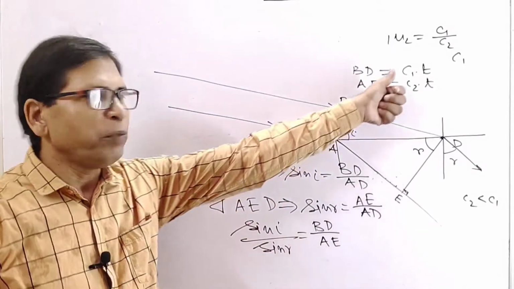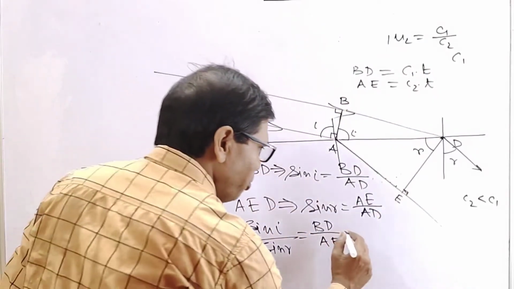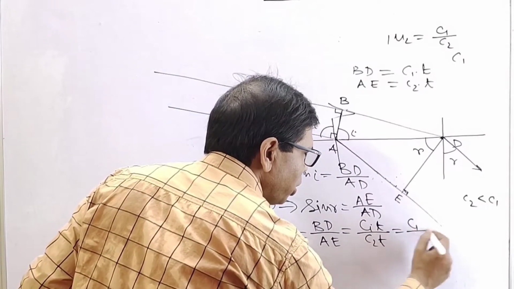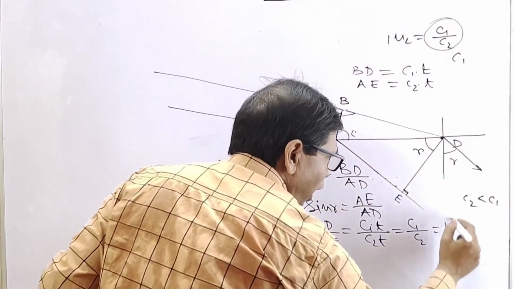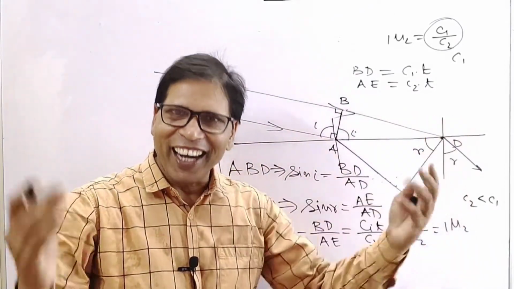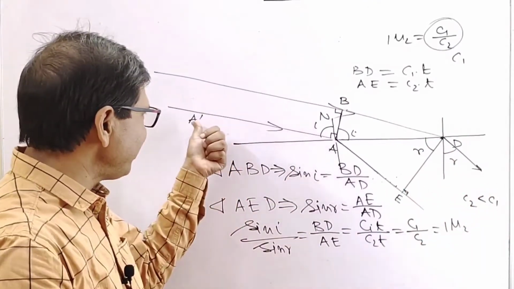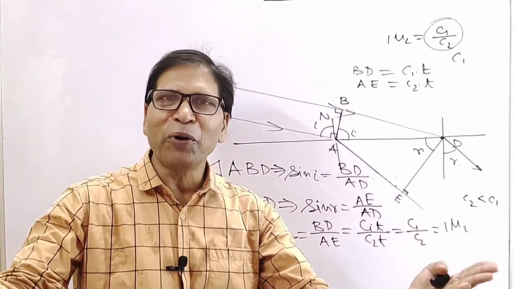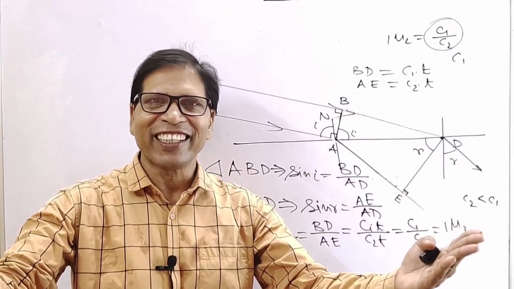Now what is BD? BD equals C1 into T, AE equals C2 into T. So here C1 into T divided by C2 into T, so C1 by C2, that means 1 mu 2, that is the refractive index of medium 2 with respect to 1. Understood? This is Snell's law. Now the first law: AS, N and AE are in the plane of the board, so they are coplanar. Understood?